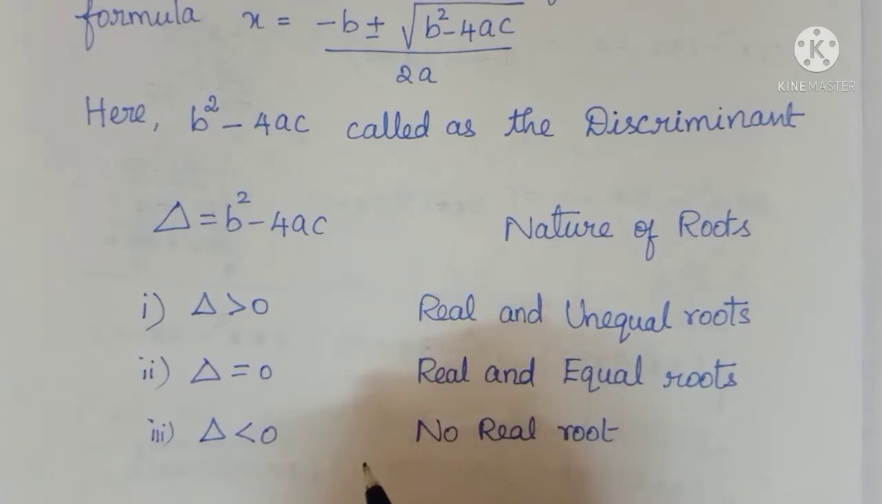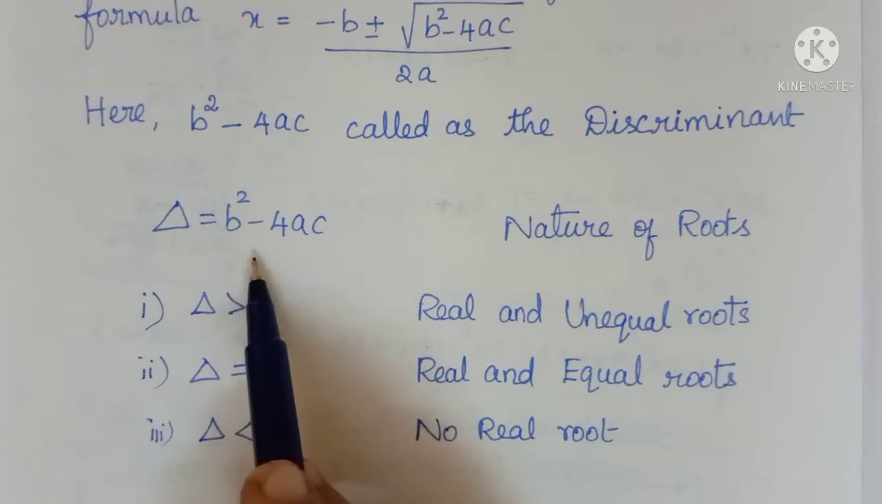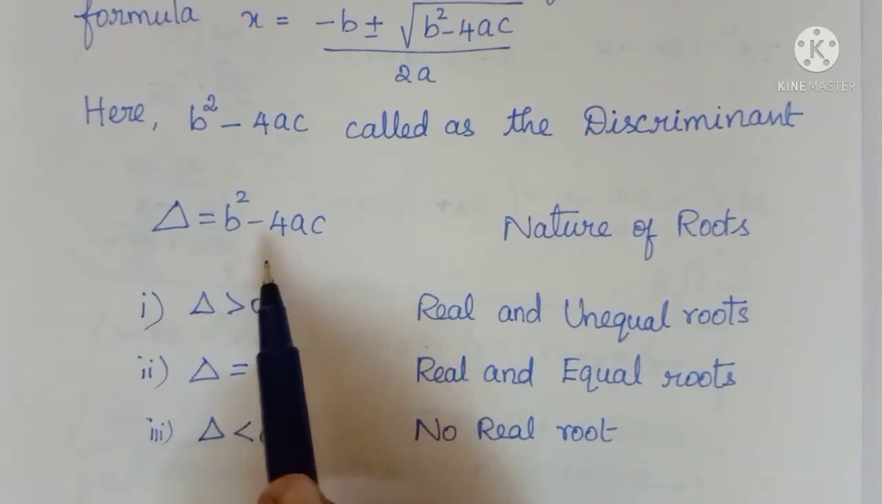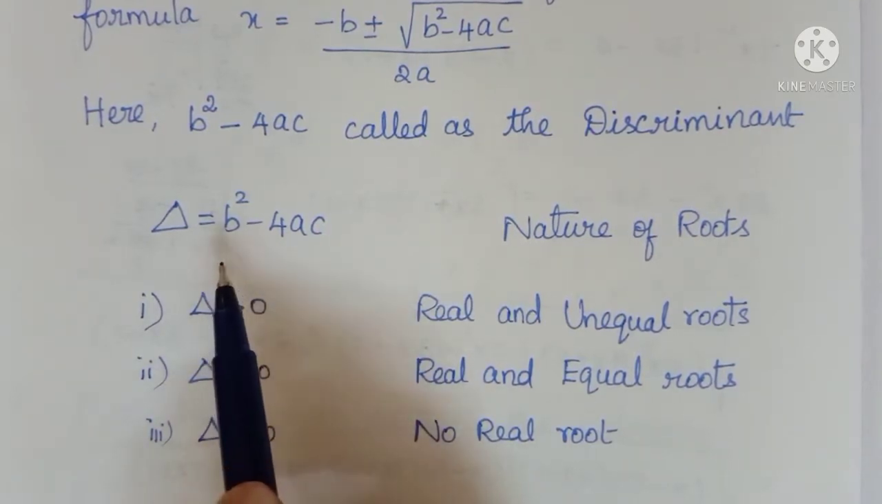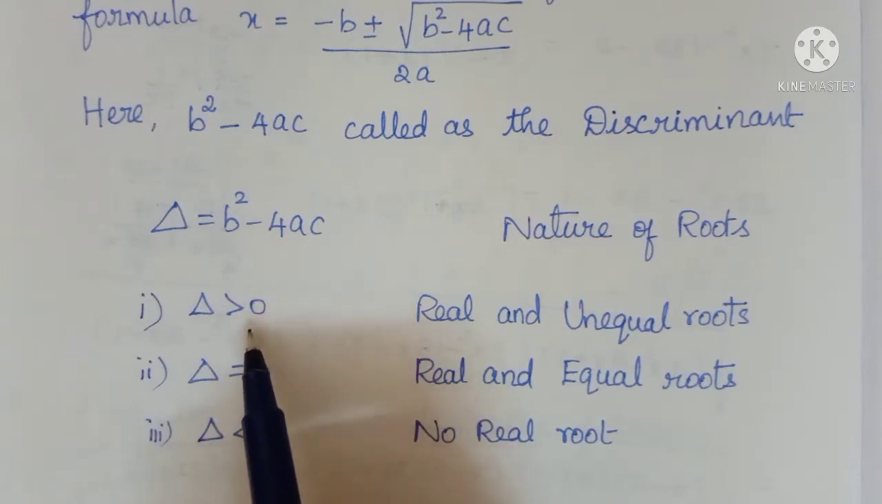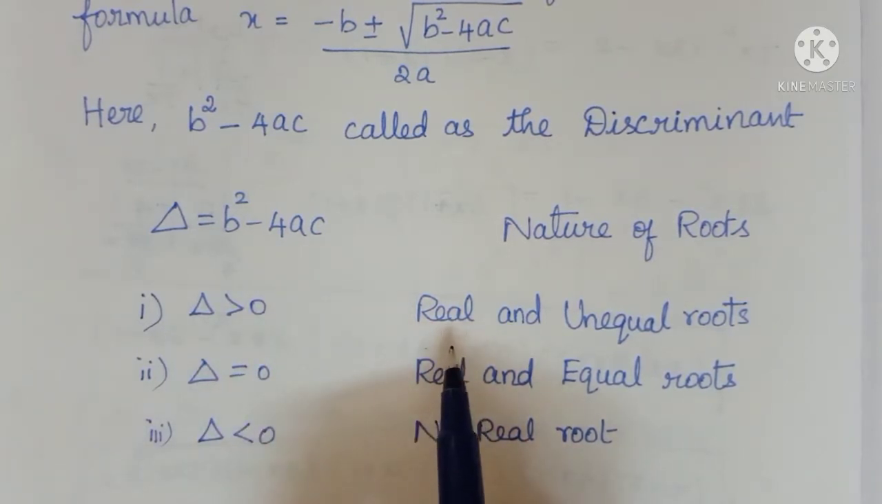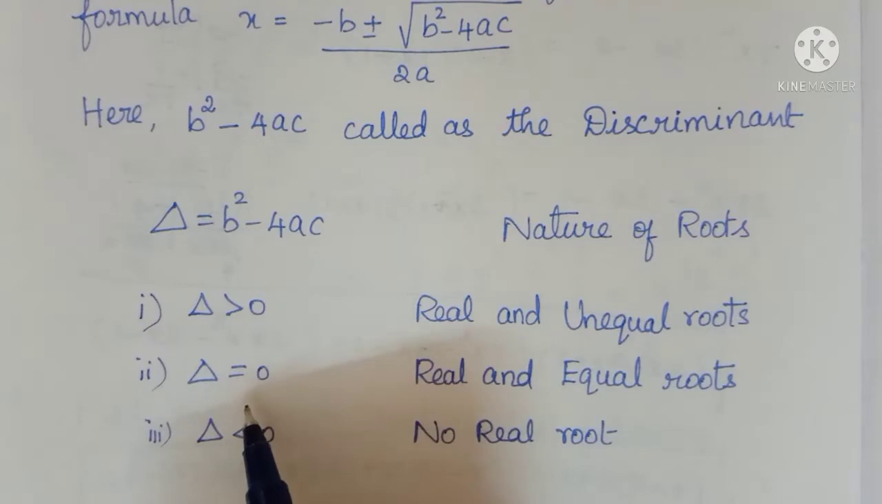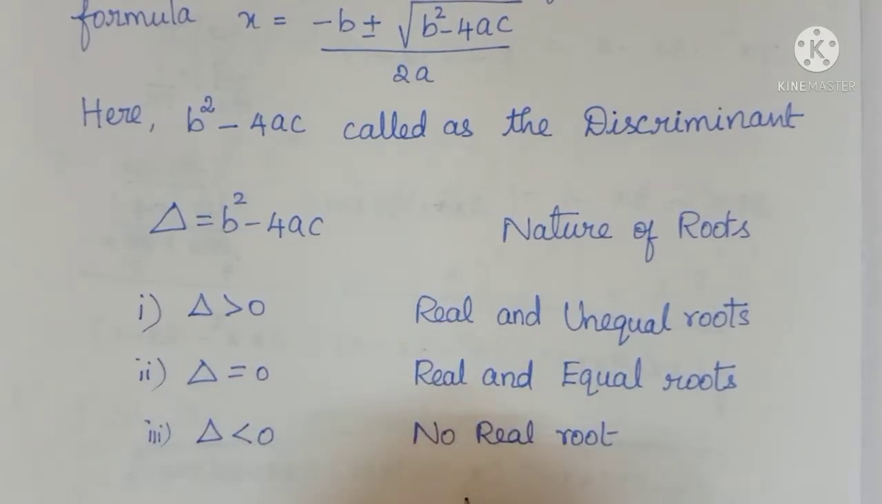So the main concept is the discriminant, which is b squared minus 4ac. From the question we replace the values of a, b and c here. If we get greater than 0, we conclude real and unequal roots. Equal to 0 means real and equal roots. Less than 0 means no real roots.